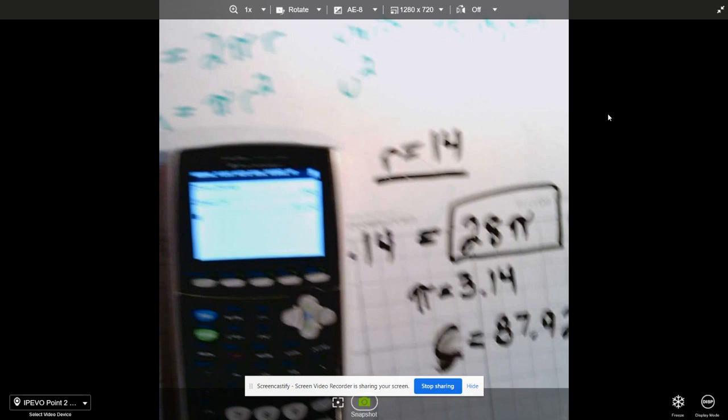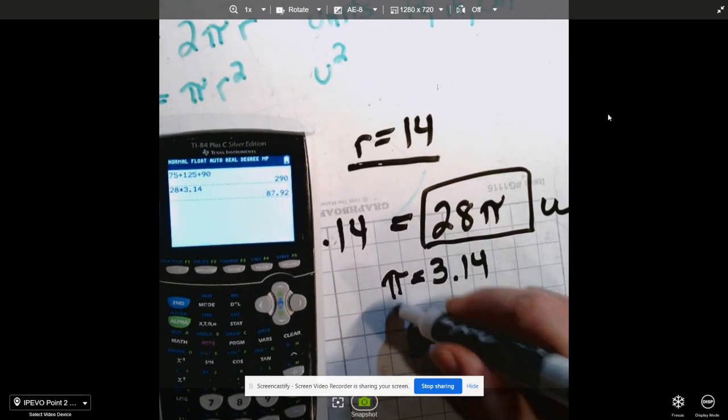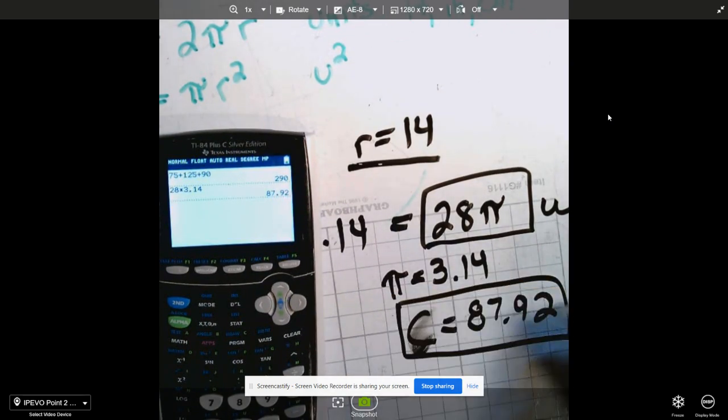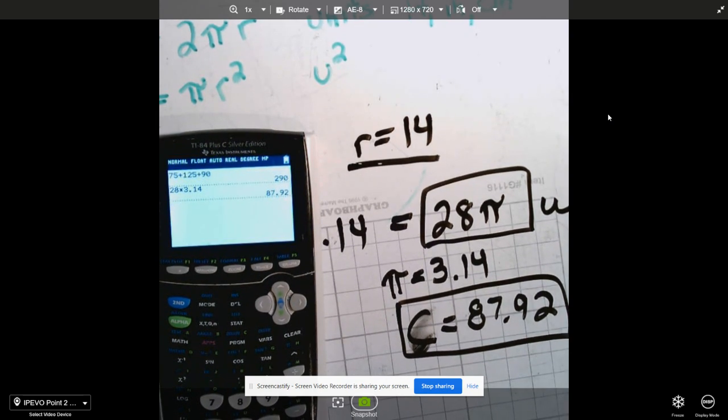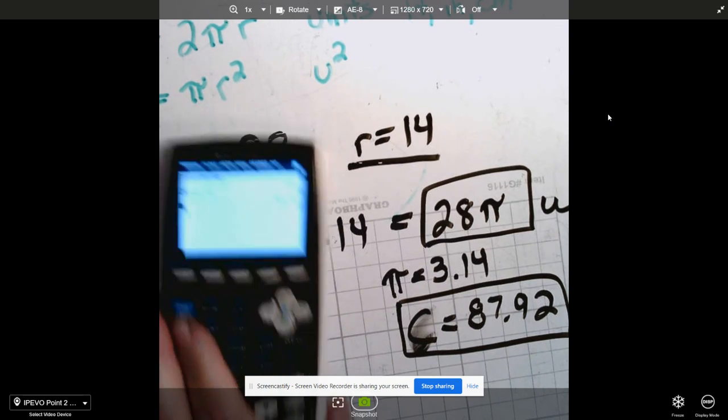So it depends. If they asked you to keep it in terms of pi, your answer would be 28 pi. Again, that's just units. Or if they said round to some decimal, then you would just take that and multiply it by 3.14 and you would get a decimal. So both answers are correct. It just depends on which way they ask you to leave the answer.